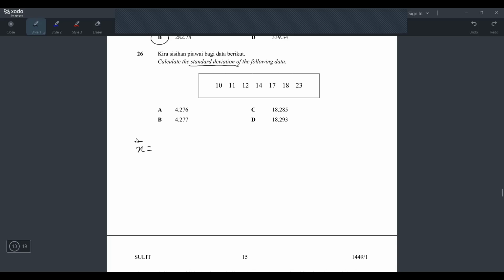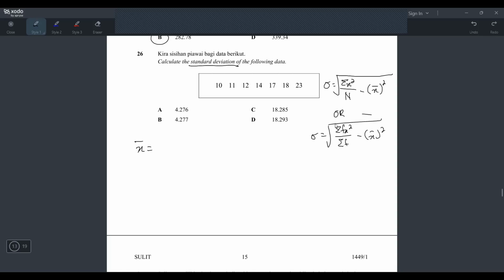Some of you might ask me, hey sir, why are you wasting your time? They want to find standard deviation, not the mean. The standard deviation formula kena guna mean. That's why. The standard deviation formula is the square root of the sum of x square bahagi dengan n tolak dengan mean square. This is the formula. Actually, there's another formula, which is sum of fx square divided by sum of f minus mean square.